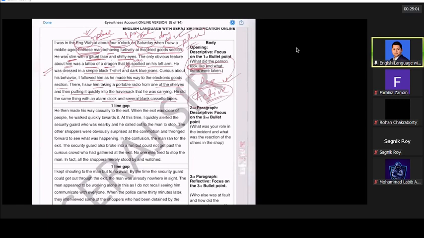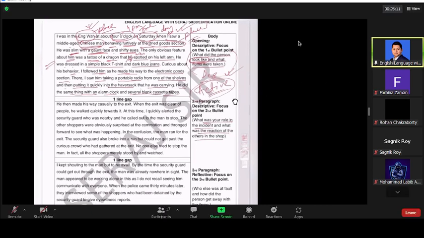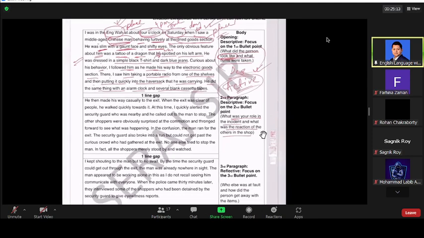Next, the second paragraph. What was your role in the incident, and what was the reaction of others in the shop? Interesting. "He then made his way casually to the exit." I will say that here there should be a linking device to connect the paragraph, but the writer did not use linking devices. So far, I did not see any linking devices here. "He then made his way casually to the exit."